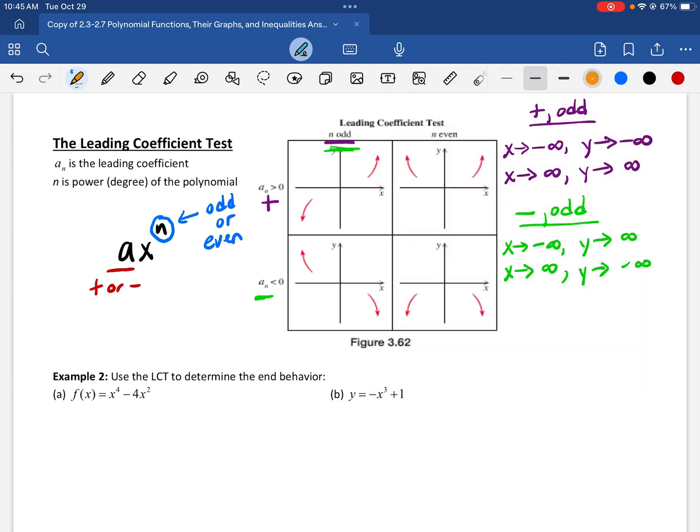Now let's look at that case for the evens. So if we have a positive number again, a positive number and an even degree. In this case, notice that both of the arrows are pointing up. Starting there on the left-hand side, again, our x's on the left go towards negative infinity. It's pointing up, so that tells us that the y is going to infinity. On the right-hand side, our x's go to infinity. Because the arrow is pointing up, our y is going towards infinity.